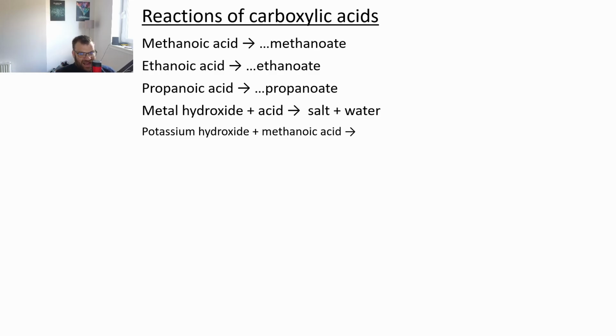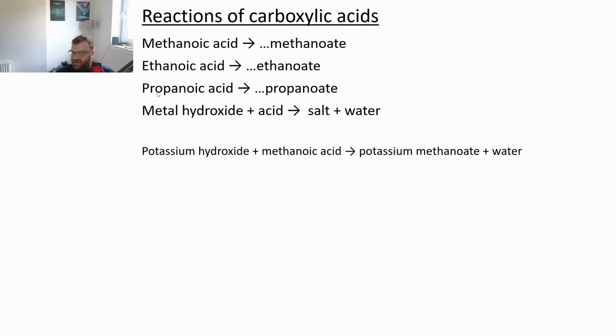So the hydroxide is potassium. So the salt that's made is going to be potassium something. Methanoic becomes methanoate. So that will make potassium methanoate as your answer there. A metal oxide plus the acid makes you salt and water again.